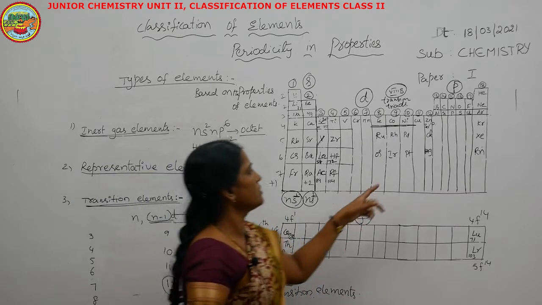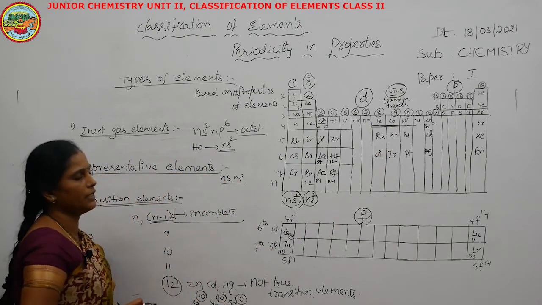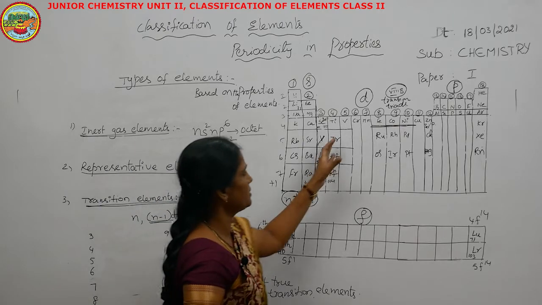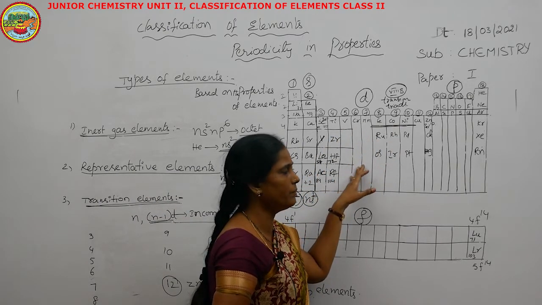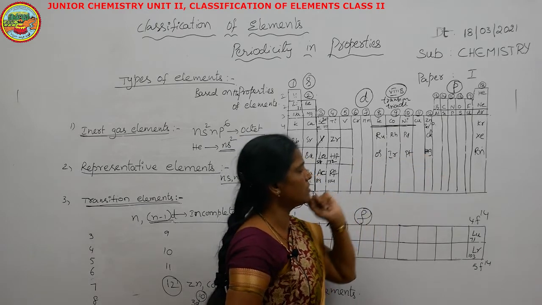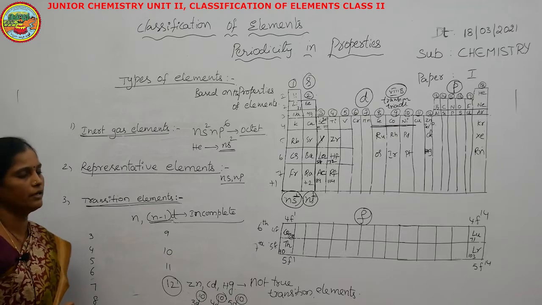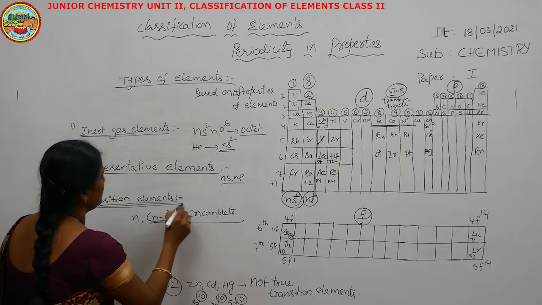Here mercury is a liquid metal. But it is not a transition element. Actually, all these elements in D block are hard metals, but mercury is a liquid metal. It exists as a liquid at room temperature. So these are called transition elements.